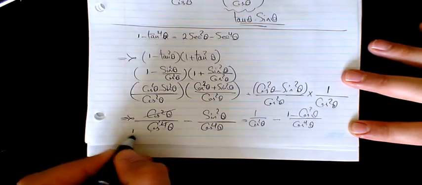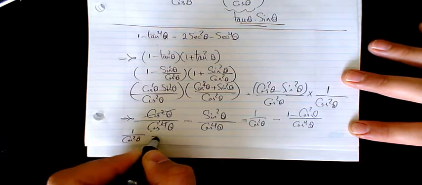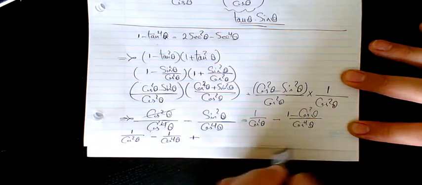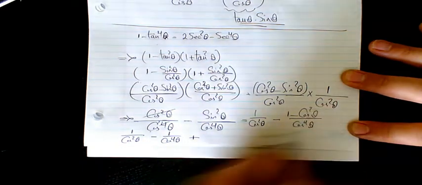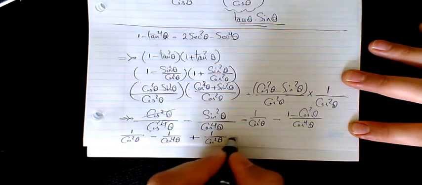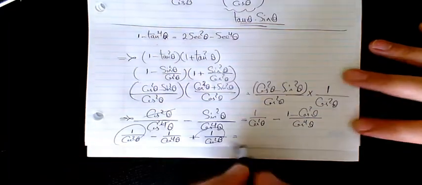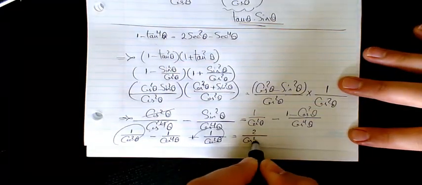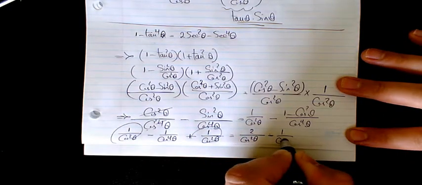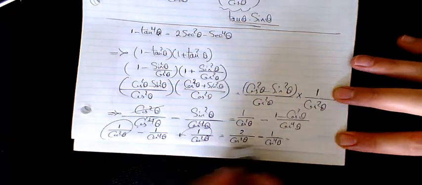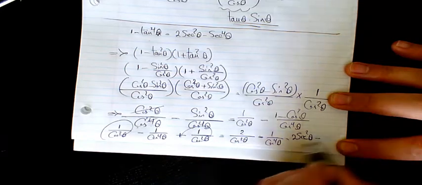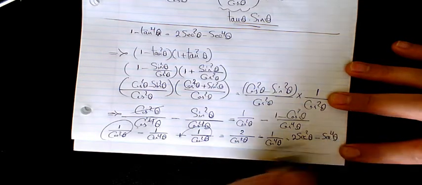So it will be 1 over cosine squared theta minus 1 over cosine to the power of 4 plus, because it's negative times negative, and then these two cancel out, it will be 1 over cosine squared theta. So these two can be added together: 2 divided by cosine squared minus 1 over cosine to the power of 4 theta. Then it will be 2 secant squared theta minus secant to the power of 4 theta.